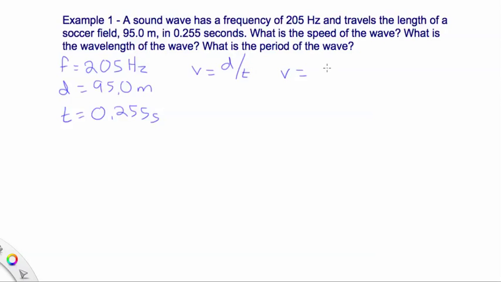So in this case, our velocity equals 95.0 meters divided by 0.255 seconds. And before we round our answer, we have to think about significant figures. Both of these numbers have 3 significant figures, so we will round our answer to 373 meters per second.